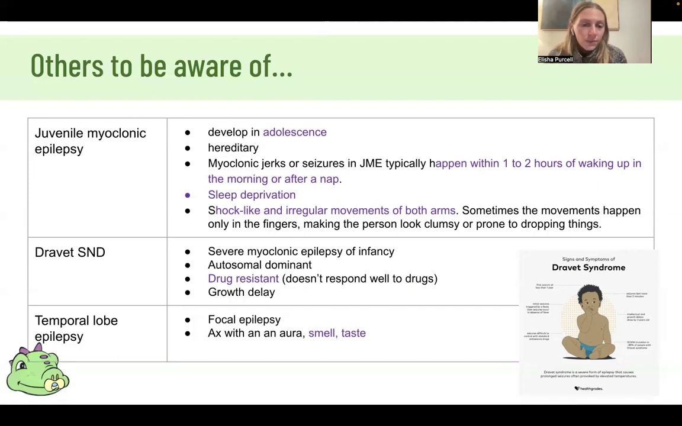For Dravet syndrome, this one does come up as well. It's a severe myoclonic epilepsy of infancy, an autosomal dominant condition. I've just got a small picture here talking about the symptoms more, but big giveaways are that it's drug resistant. It doesn't respond well to pharmacological medication, and then they can also get growth delays. Lastly, temporal lobe epilepsy. This one's always associated with a strong emotion or a strong smell sense, like an aura. That'll be a temporal lobe epilepsy.